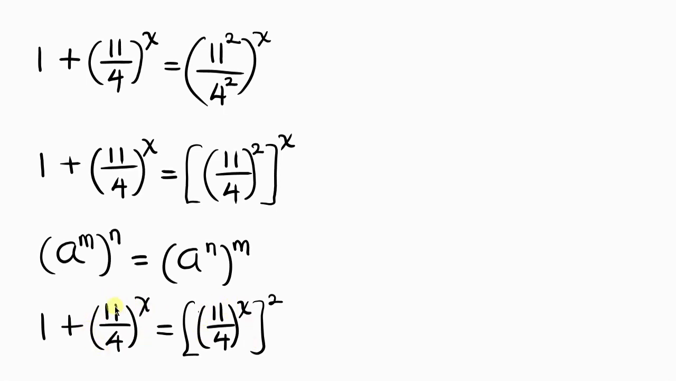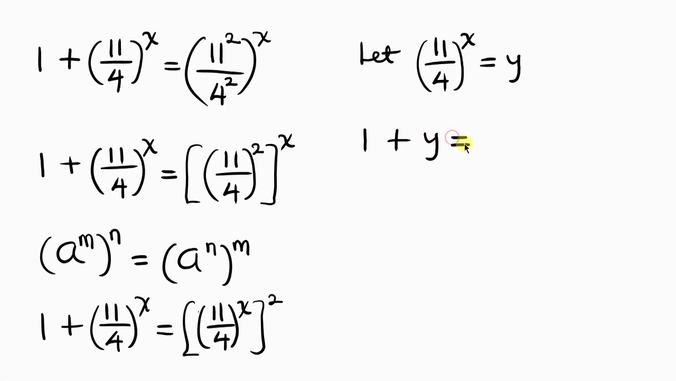Very good. So you notice that we have an expression like this here. And since we have this kind of expression, we can introduce substitution by saying let 11 all over 4 all raised to the x be equal to y. So that means wherever we see an expression like this, we're going to be substituting y. So this becomes 1 plus, this is y, equal to, this becomes y squared. So y squared. Very good.